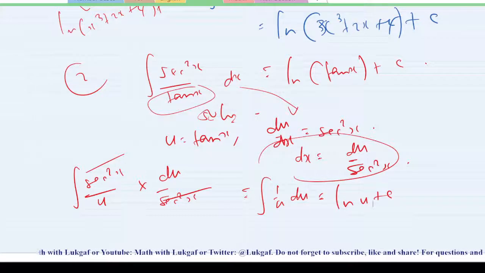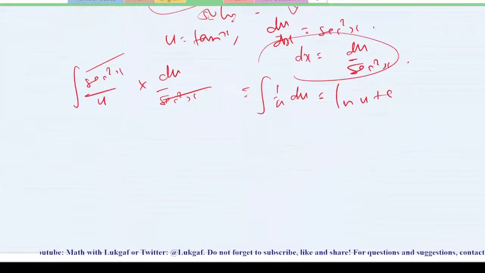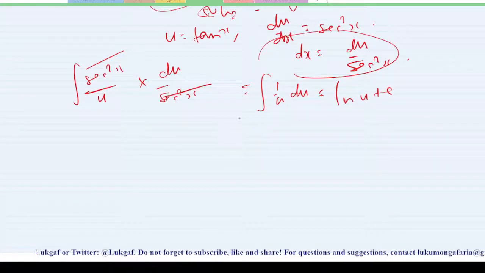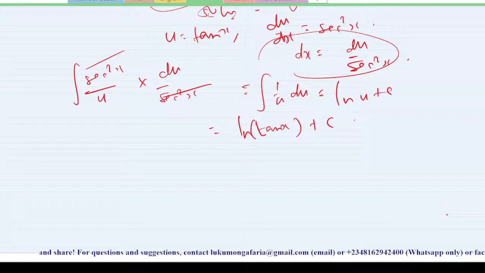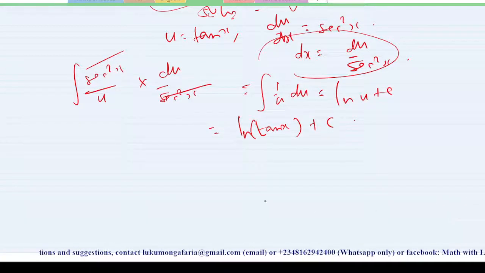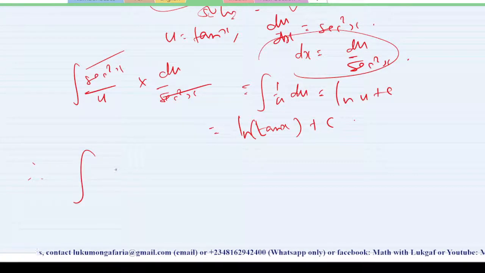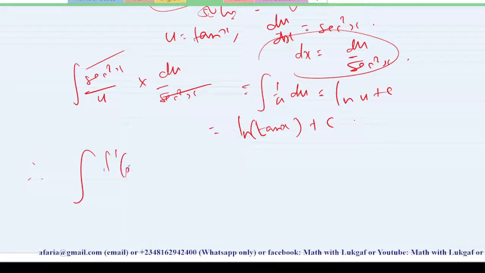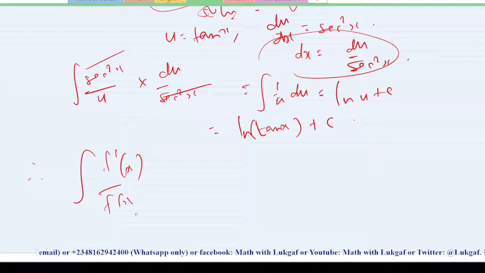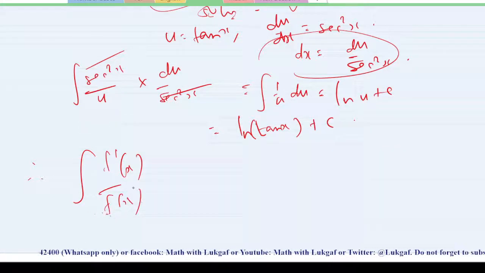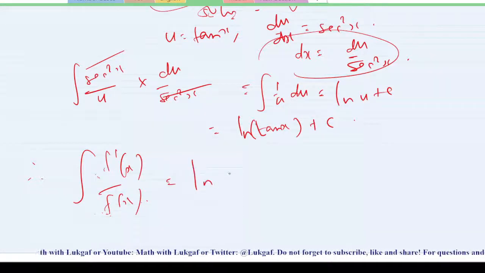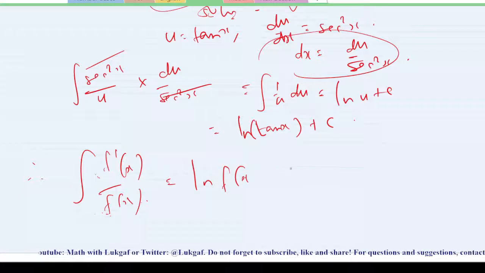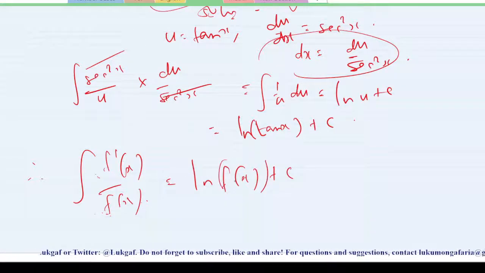Understand now? If you substitute there, what is your u? You know your u is tan x. Then I'm going to have ln tan x plus c. So what we predicted we are going to have, that's that. So in essence, when you have an integral in the form of a fraction, such that when you differentiate the denominator you get the numerator, don't stress yourself. Your result will be ln of f of x, that is the denominator, plus c.